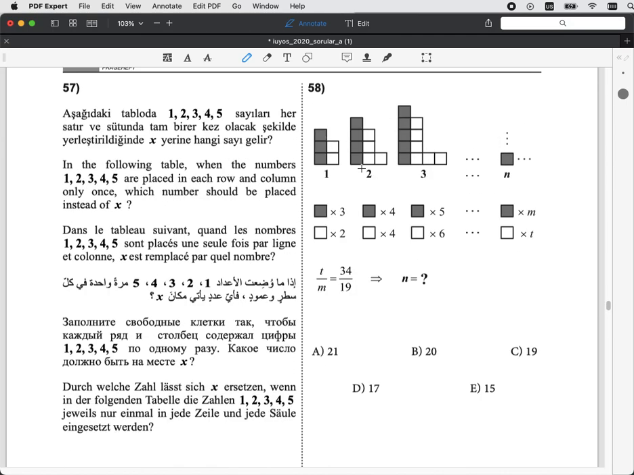Block is 3, 4. Okay, so it is M. In stage 1, it is 3. Stage 2, 4. Stage 3, 5. And if we go on, stage N is going to be M minus 2 equals N, right? So here M is 15. So 19 minus 2 is N. The answer is D.